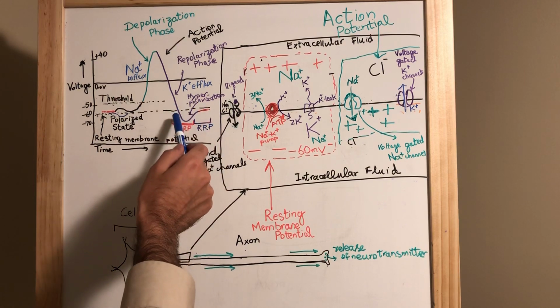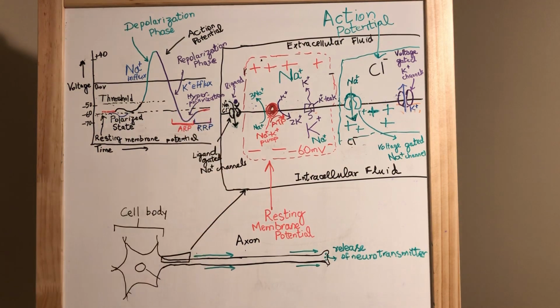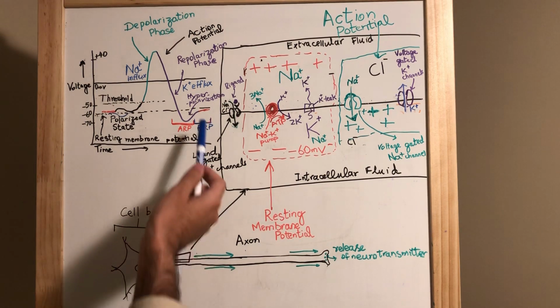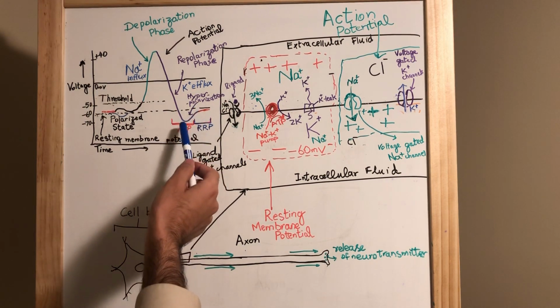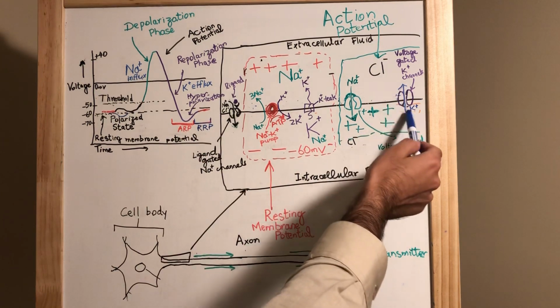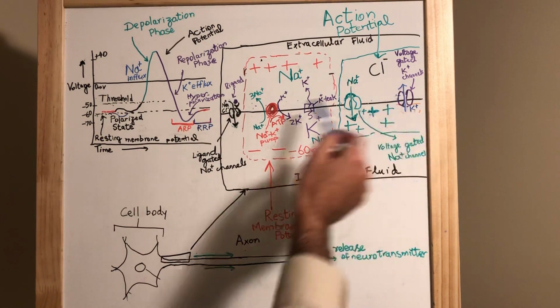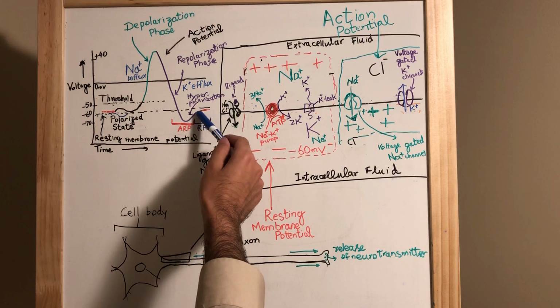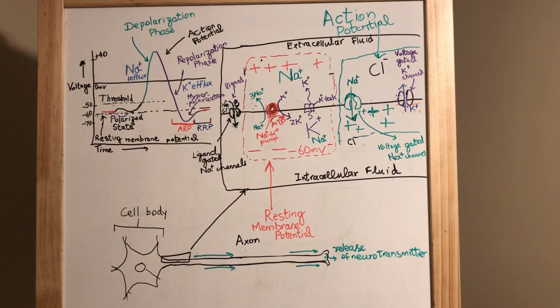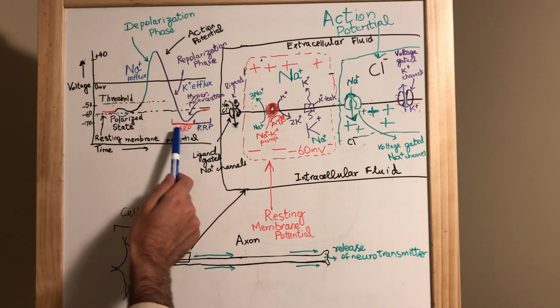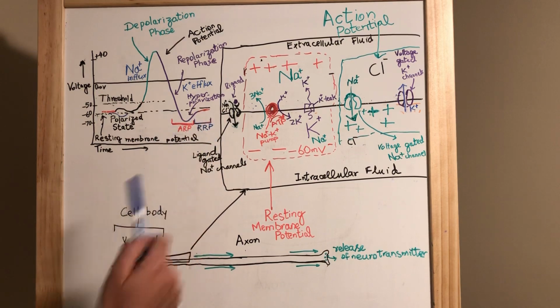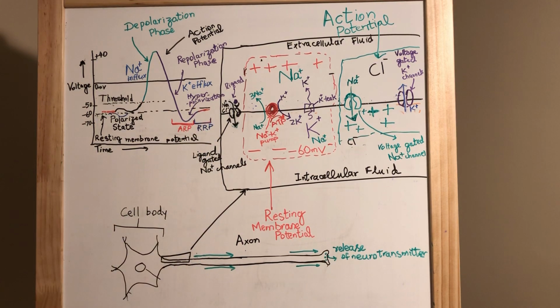Initially, the inside of the membrane becomes more negatively charged compared to the resting membrane potential. This is called hyperpolarization. When the potassium channels completely close, then the normal resting membrane potential is restored. During the hyperpolarization phase, the membrane cannot generate or conduct another action potential.